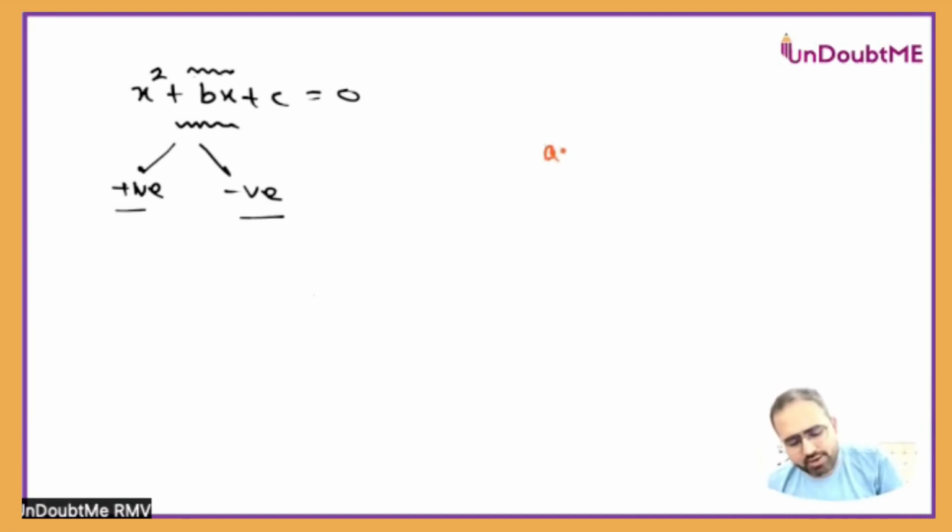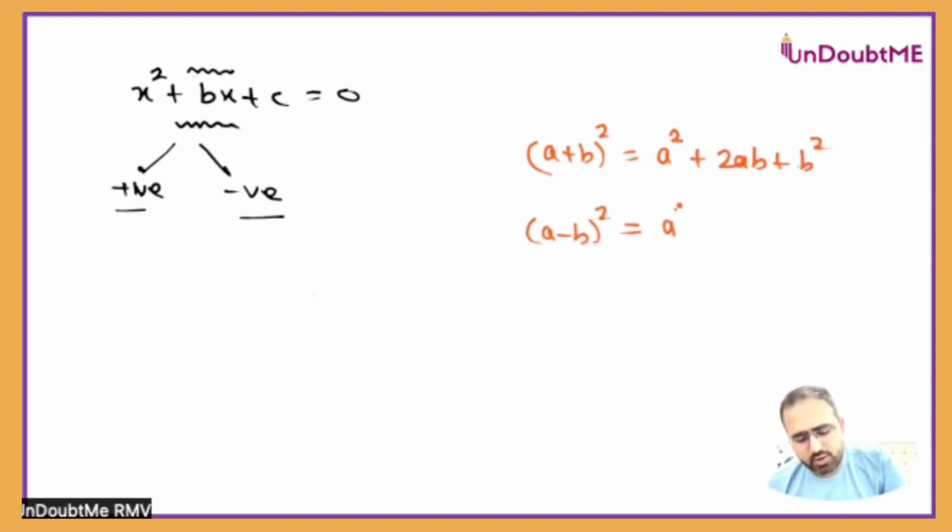Back of our mind, we should be clear with these two formulas. a plus b whole square is equal to a square plus 2ab plus b square, and a minus b whole square is equal to a square minus 2ab plus b square. Now, instead of learning this method in a theoretical way, we will solve it with the help of an example only. That will be better.